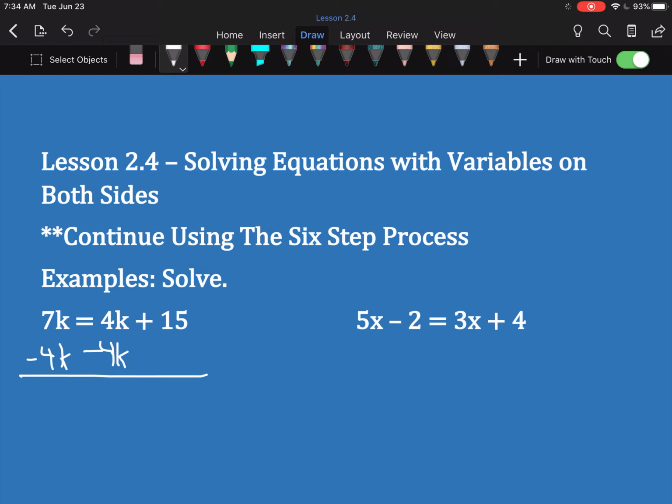On the left side, 7k minus 4k is 3k. And on the right side, the 4k minus 4k cancels. We moved it, leaving just the 15. And now this is a one-step equation. I hope we can all see quickly, we would divide both sides by 3, and k is 5.